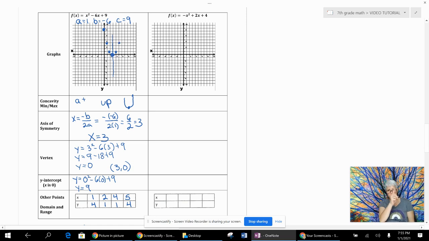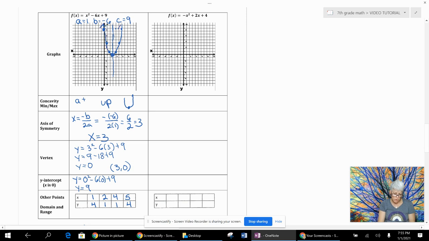Now you can notice that these points are becoming mirror images of each other. In fact, without even substituting, if 9 is right here, then that's 1, 2, 3 over. I could count 1, 2, 3 over and have that be my other point.